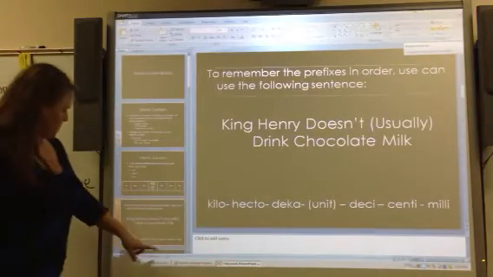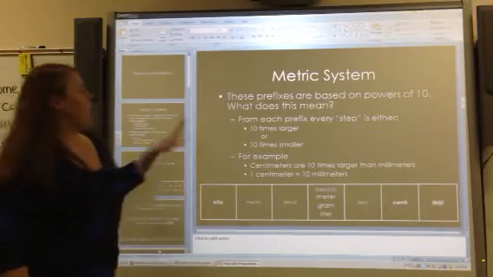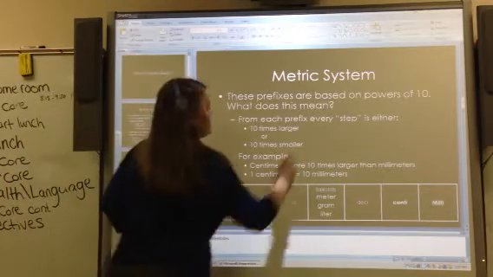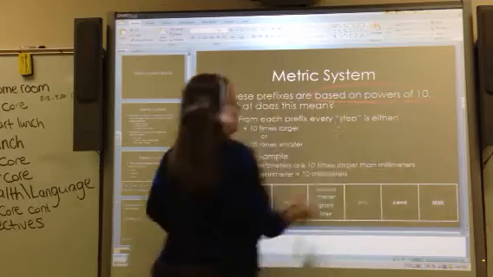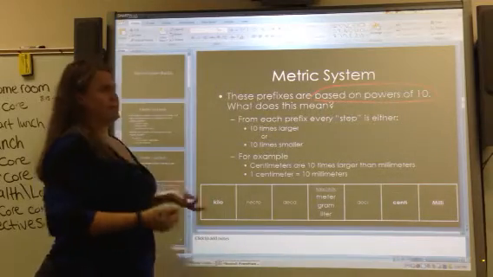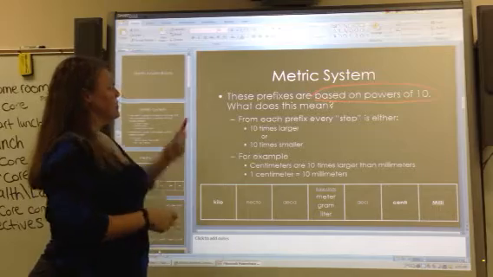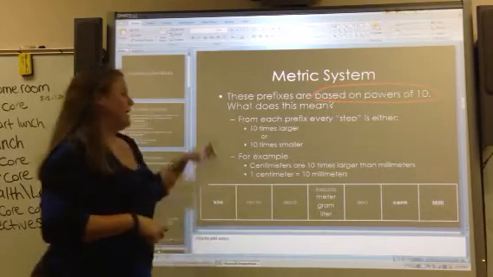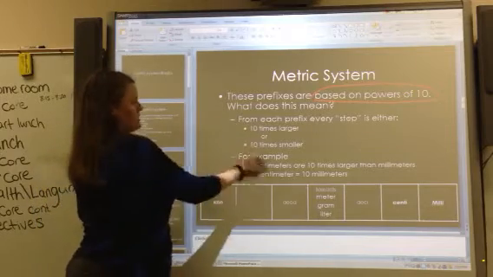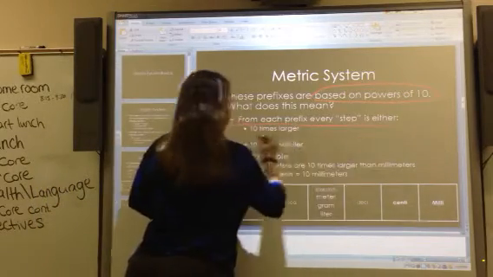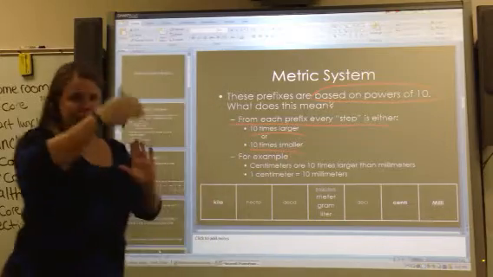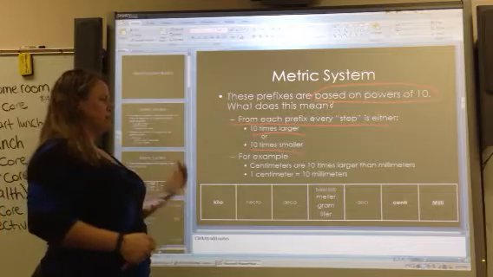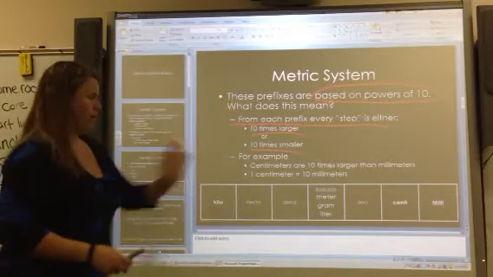The next thing is that in the metric system, the prefixes are based on powers of 10. They're very important, and it's going to make your life so easy when you learn the metric system because everything's base 10. What does this mean? This means for every prefix, every step is either 10 times larger or 10 times smaller. Every step you take on the steps here, it's either 10 times larger or 10 times smaller than the one below it or in front of it.